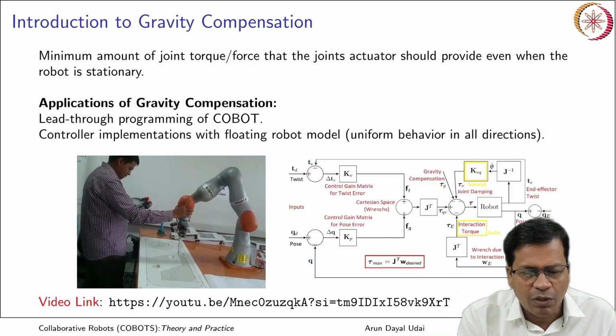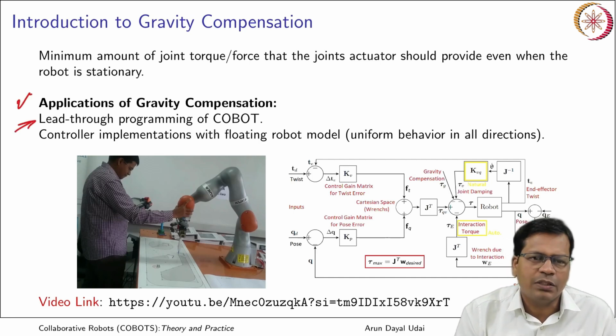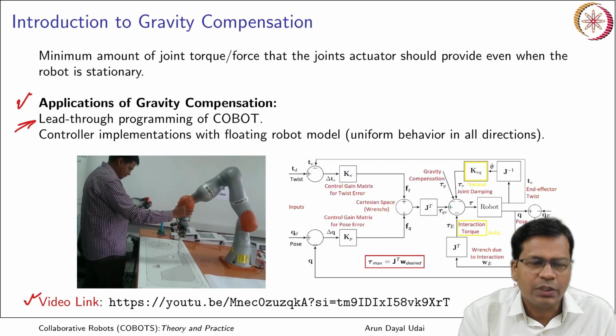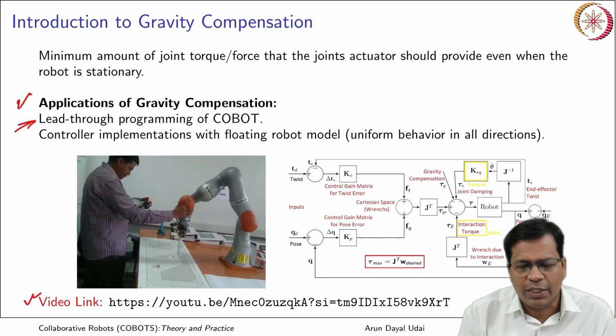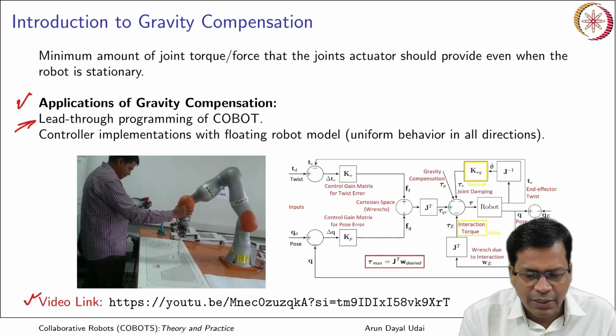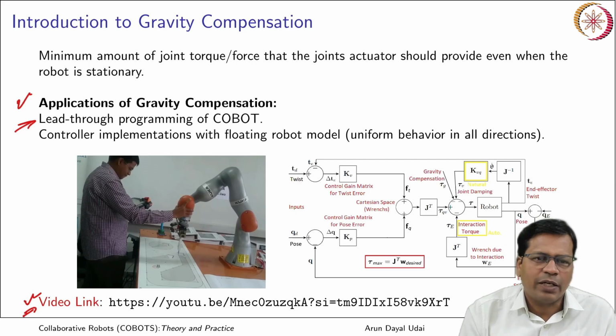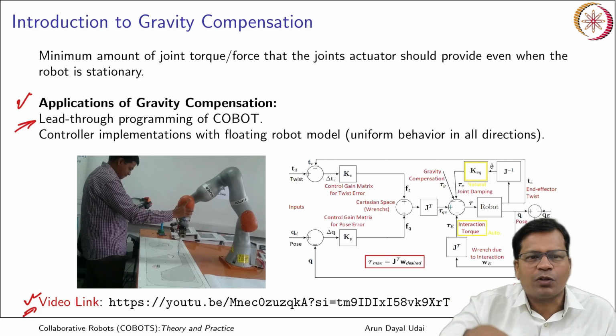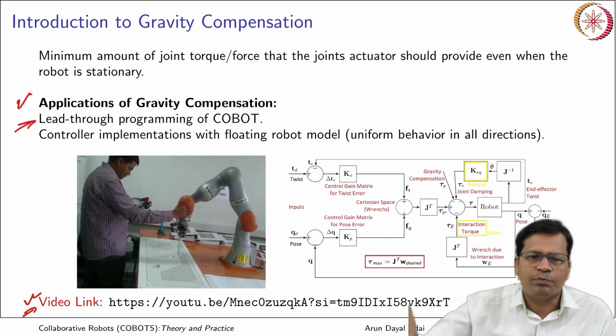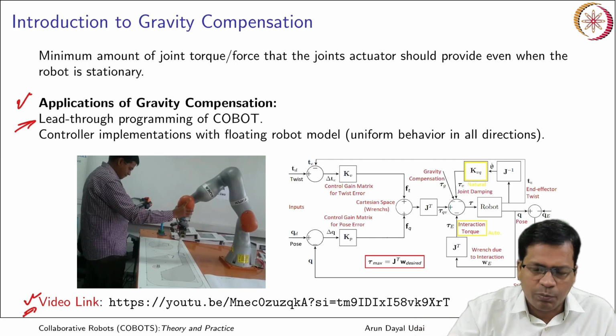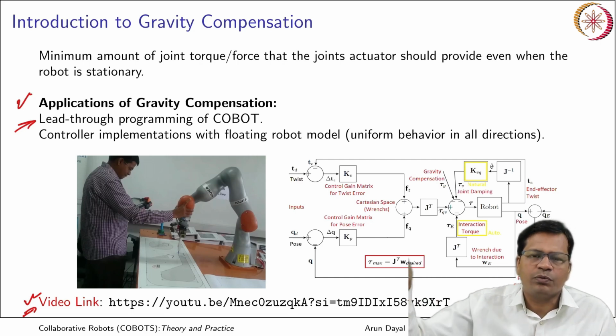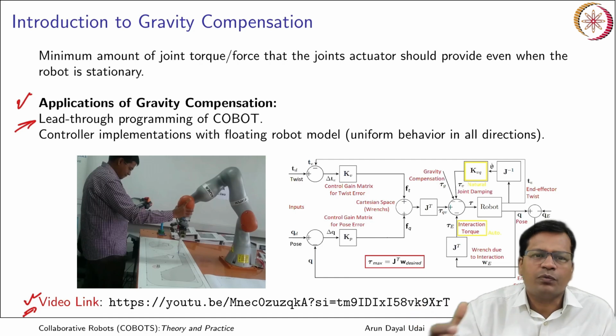So an application of gravity compensation is lead through programming, which you have seen in the application video that I showed in my first lecture. So you can see it directly here. In this case, I could drag the robot to any points on the programming frame. I have taken my robot to first point, second point, third point, fourth point. I can drag the robot physically.